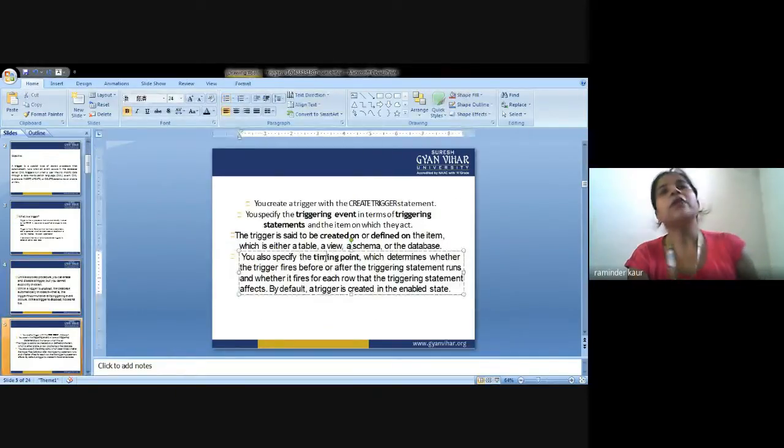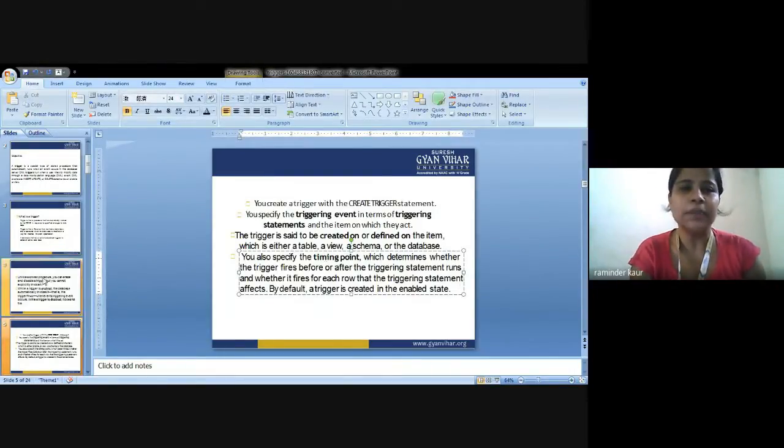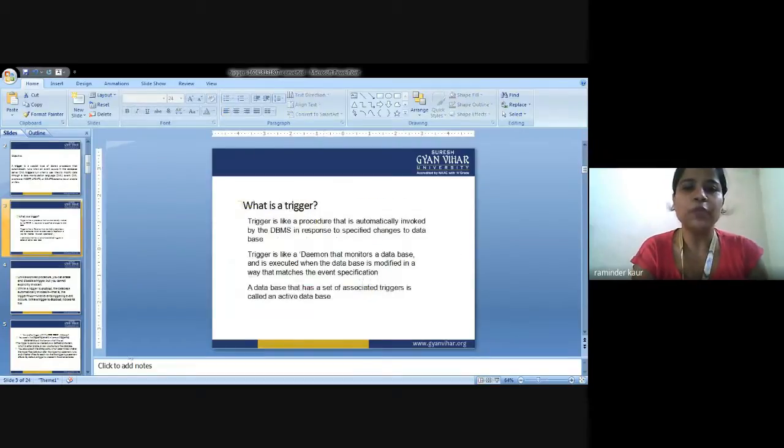Next is how to create a trigger in a database management system. How we can create the trigger in the database management system. We are supposed to learn the same. What are the practical implementations of the trigger? We are supposed to learn the same.